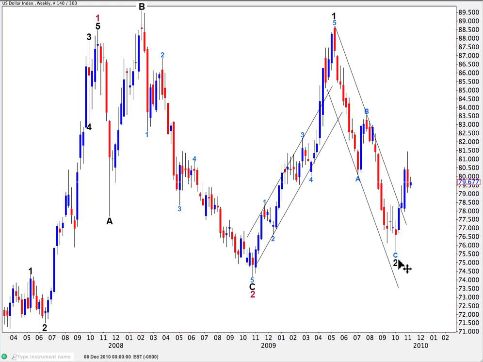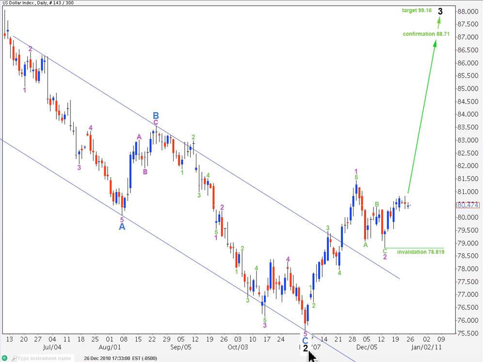Taking you now to a daily chart just for the last little while, where this black 2 down here is the start of intermediate wave 3 to the upside. I've drawn this trend channel around this correction for wave 2 black, and we can see a really clear breach to the upside of this trend channel, giving us an indication that the trend has changed from down to up.